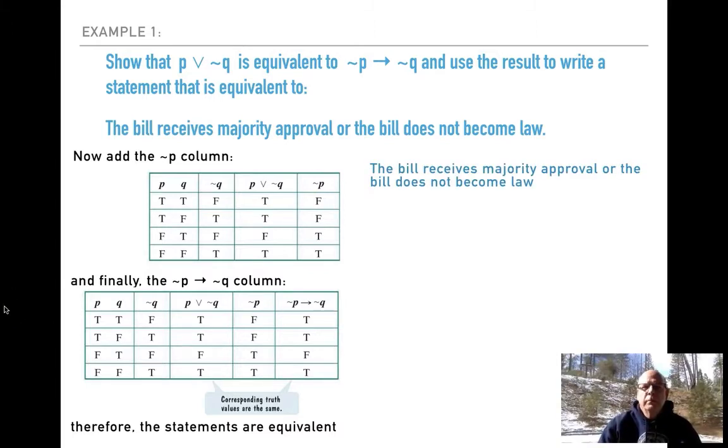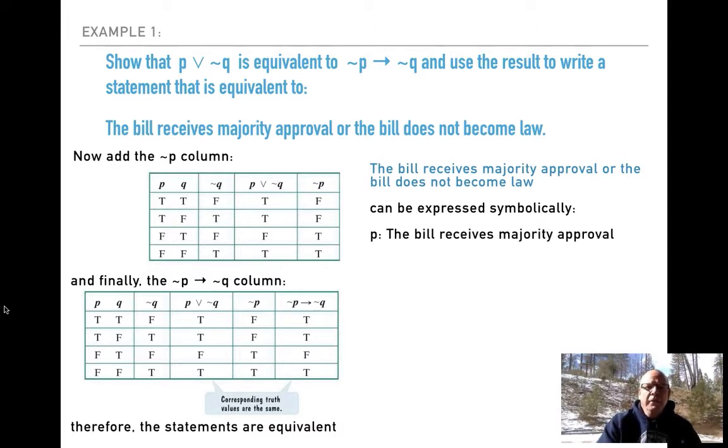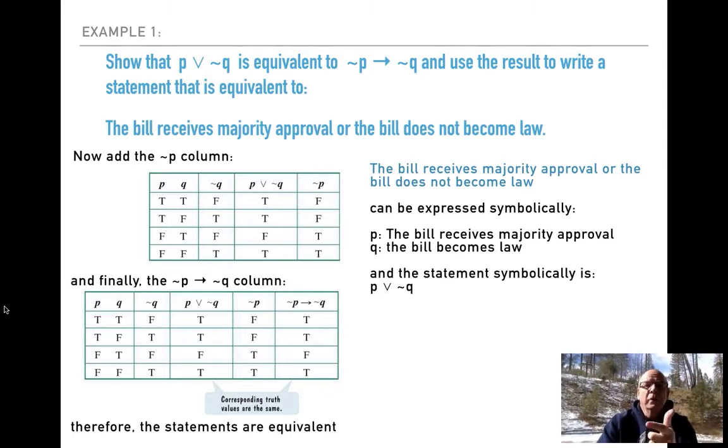Original statement, the bill receives majority approval or the bill does not become law. We break that down into its symbols, or break it down symbolically. P, the hypothesis of that statement, is the bill receives majority approval. Okay. Q, now we take Q to be a positive statement originally. The bill becomes law. Okay. So then we're going to make it look like the original statement. And so the statement symbolically is P or not Q, right? Because the bill does not become law is not Q. Okay.